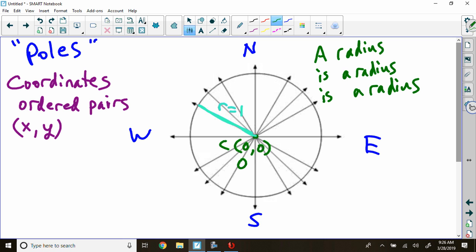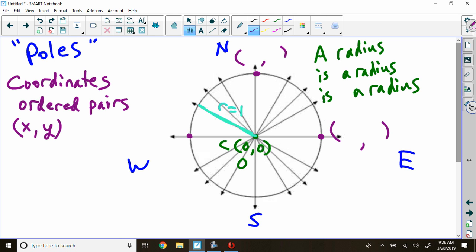So what you're going to need to do is right here, tell me what the coordinates are. And up here, be able to tell me what the coordinates are. And over here, and down here. What do we got? They're all 1? Are they all 1? Like 0, 1, 0, 1, 0, 1, 0, yeah, that's the idea.